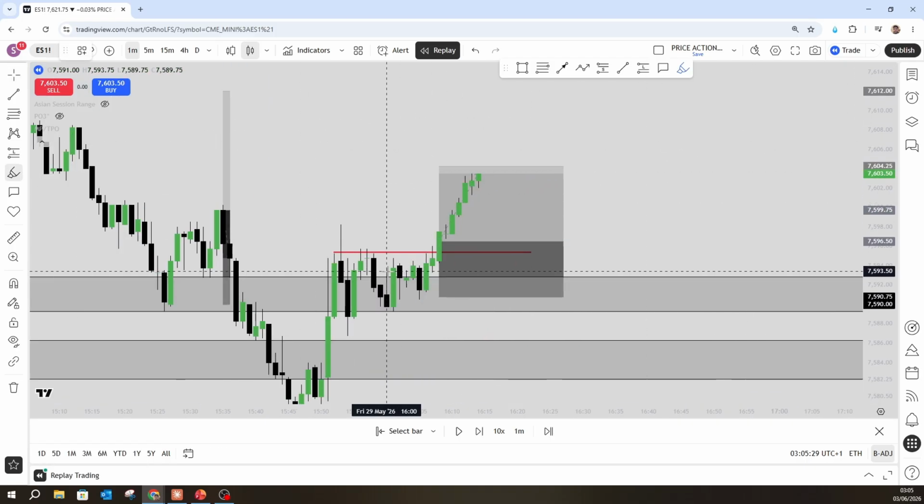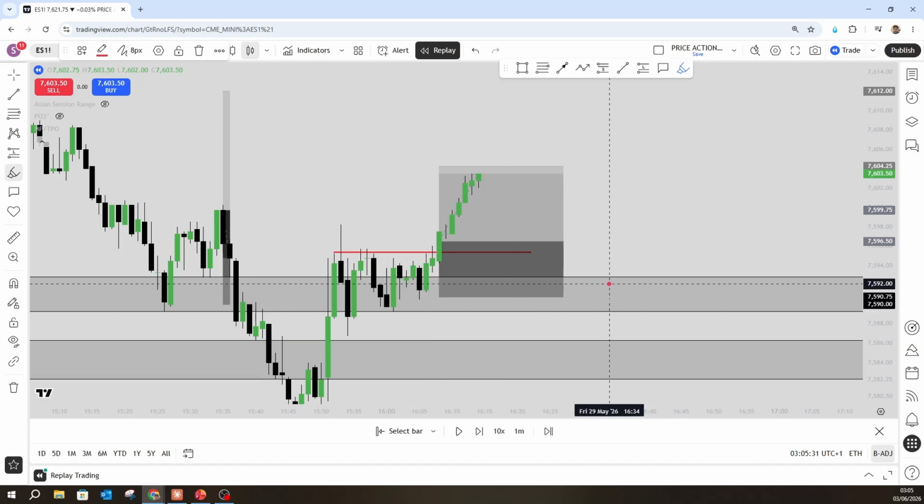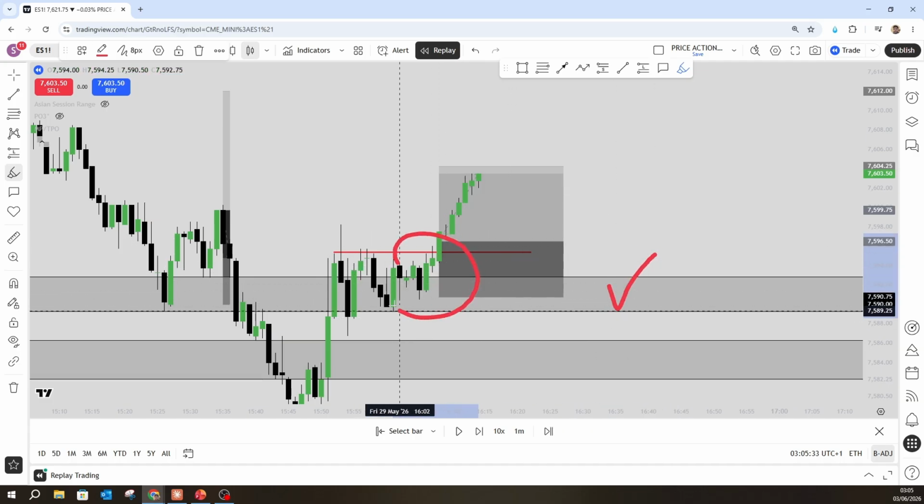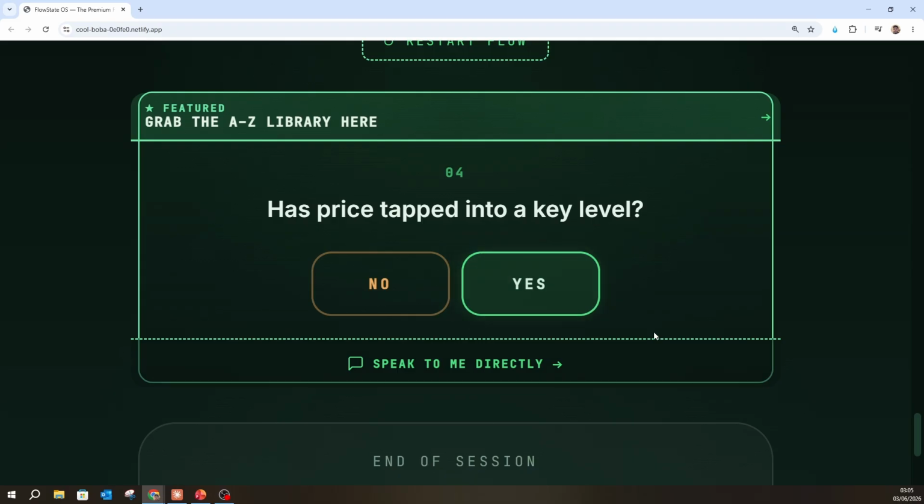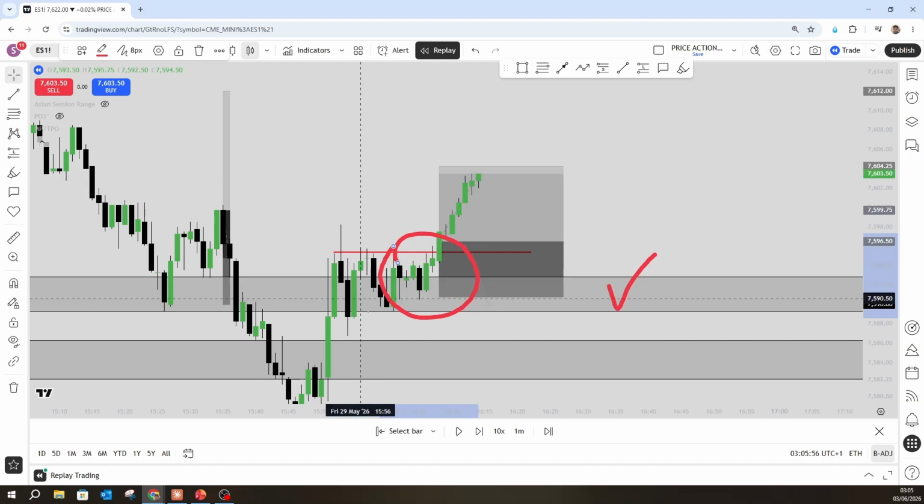But what we're essentially looking for is price has to tap into a key level, right? You then have to look for a series of entry model steps here. So I'm going to quickly break down how that works. What the FlowState app will do is force you to answer the following questions to make sure your execution is as simple, streamlined, and systematic as possible, to ensure that you are following the rules and that you don't mess up on any step. So has price tapped into a key level? Well, here price has, right?